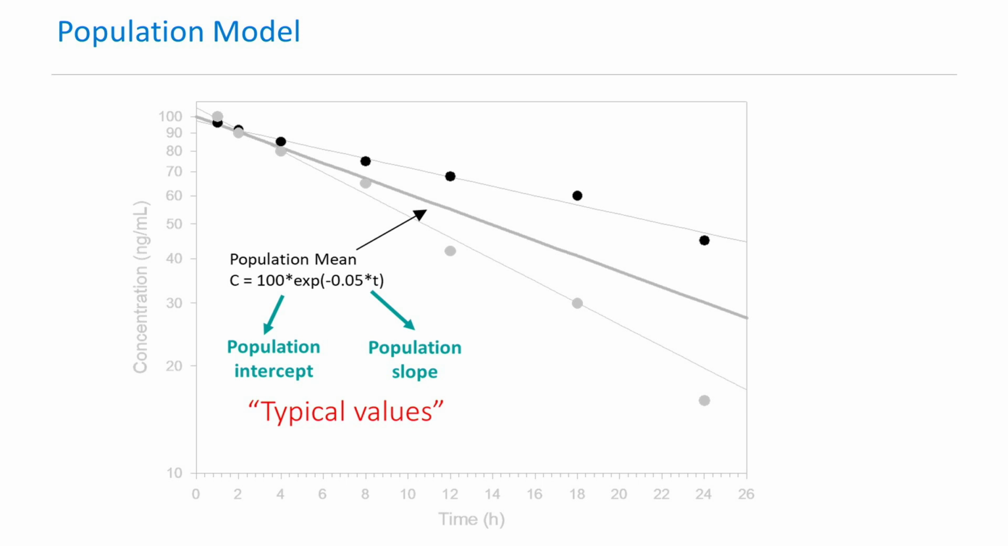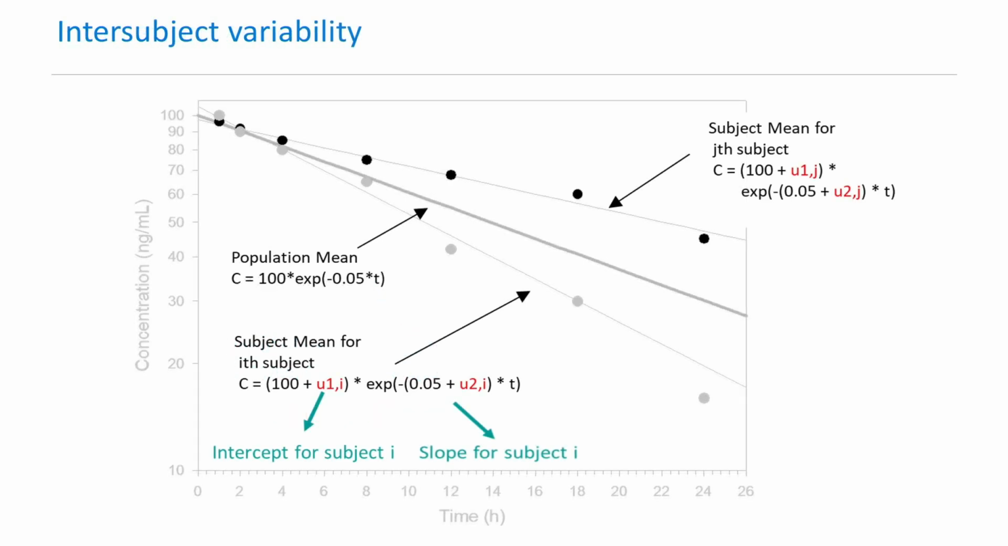Similar to what you have before, we have a slope and an intercept. And so you have these typical values for the intercept and the slope, which are going to be your population values of intercept and slope. Then when you look at each of the individuals, what you get is an intercept for each subject and a slope for each subject. But rather than fitting them individually, you use that population model, the population values of intercept and slope, and you just adjust them. So you have these little U parameters that you see here that are the adjustment for the intercept and the slope for each individual patient.